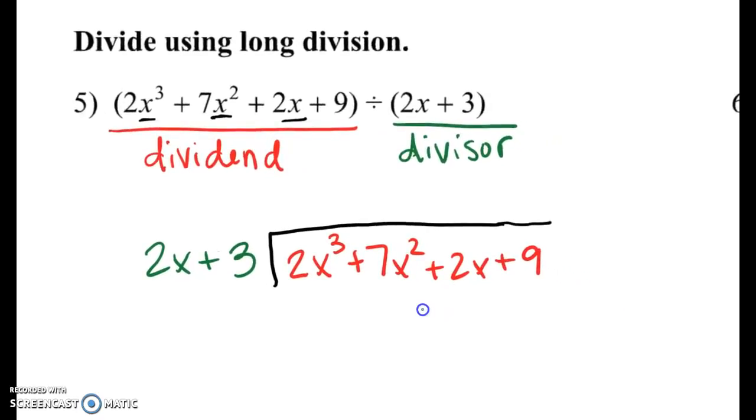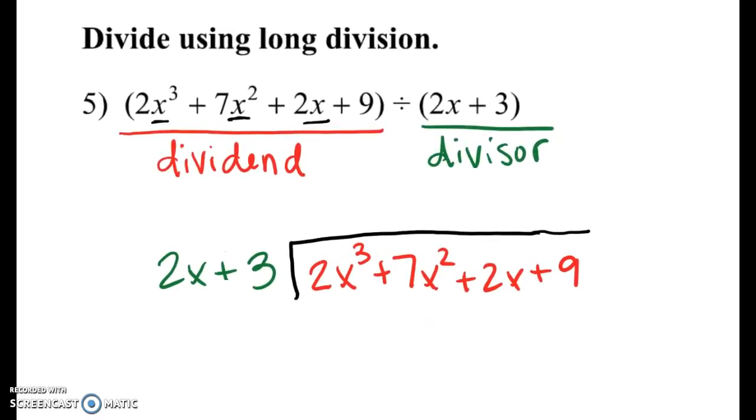What I'm going to do is ask you to think about, what do I have to multiply 2x by to get 2x cubed? So I already have the 2 coefficient, so that's good. And then what I have to multiply by is an x squared. So if I multiply 2x by an x squared, that would give me a 2x cubed. Okay, there's also this part of our divisor, so we have to multiply that x squared to the 3, and we get a 3x squared.